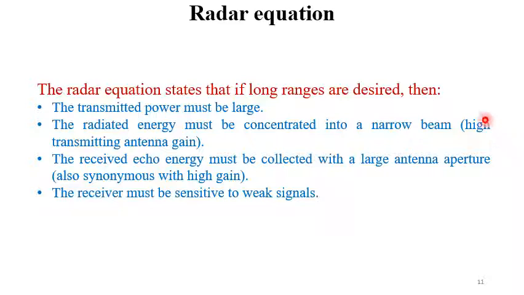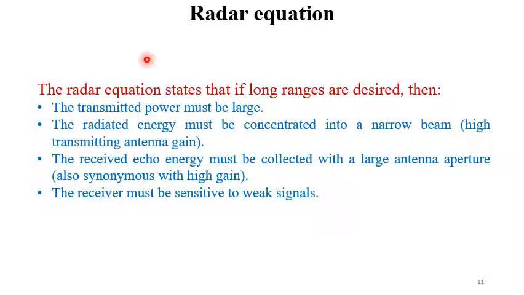Now the radar equation states that if long ranges are desired, that means if we want a larger value of Rmax, how can we obtain that? The transmitted power must be large. This is one condition. The radiated energy must be concentrated into a narrow beam, so high transmitting antenna gain is required.